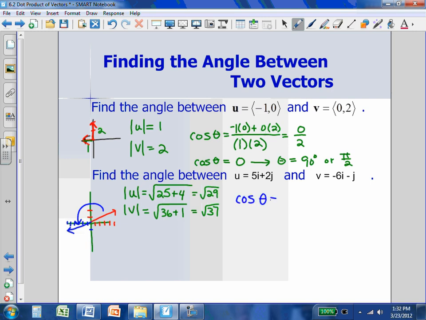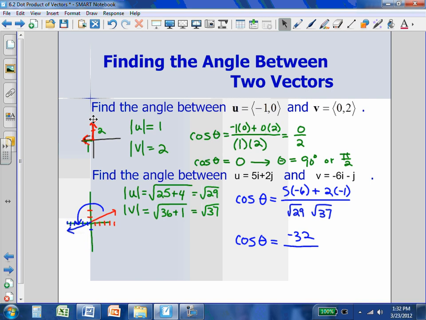All right, keeping that in mind, now we're going to use our formula. The cosine of theta is the dot product. 5 times negative 6 plus 2 times negative 1 over the product of the magnitudes. So the square root of 29 times the square root of 37. Now at this point I would recommend simplifying as much as you can. So the cosine of theta equals, on the top we have negative 30 and negative 2, so that's negative 32. Now when you take a radical times a radical, you can simply multiply the numbers underneath. Taking 29 times 37 gives us 1,073.